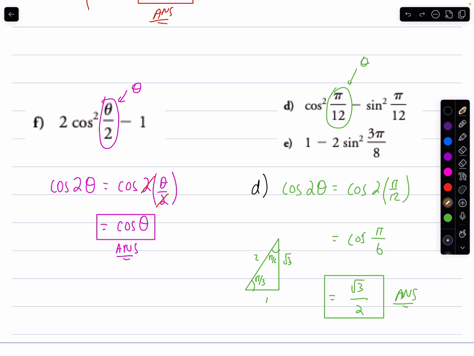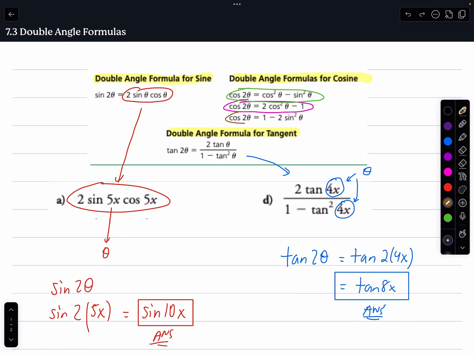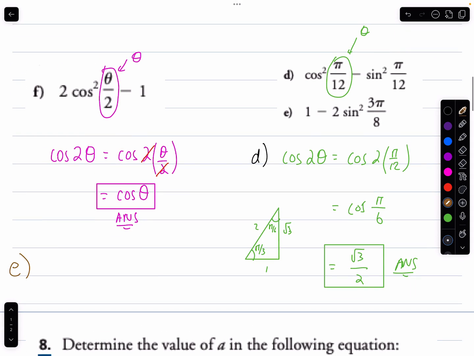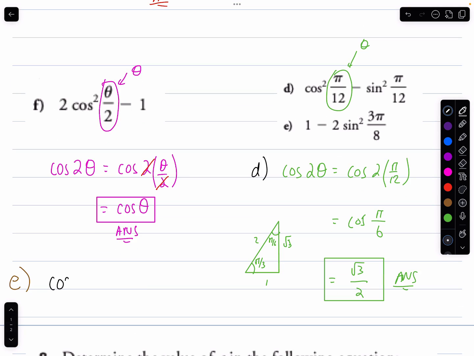Let's go to question E. For question E, it's 1 minus 2 sine squared 3 pi over 8. So we know for this one we're going to be using this formula. The 1 minus 2 sine squared 3 pi over 8 is equal to cos 2 theta. So it's going to be cos 2 theta, where theta we know is the 3 pi over 8.